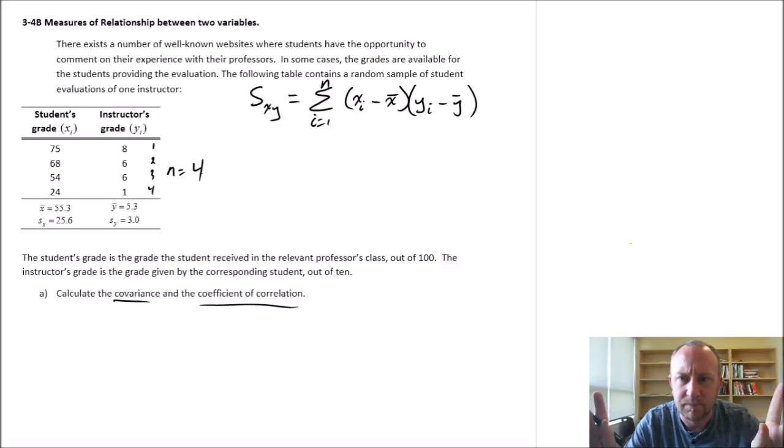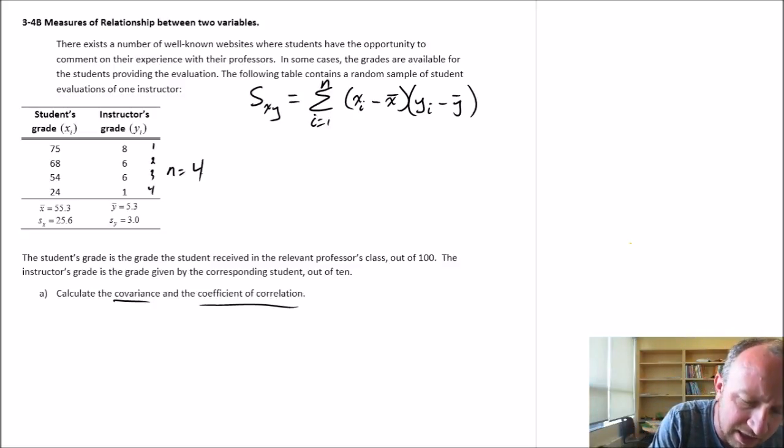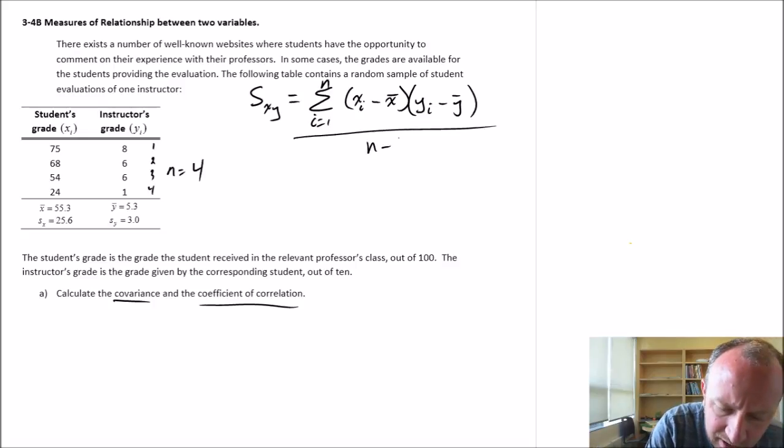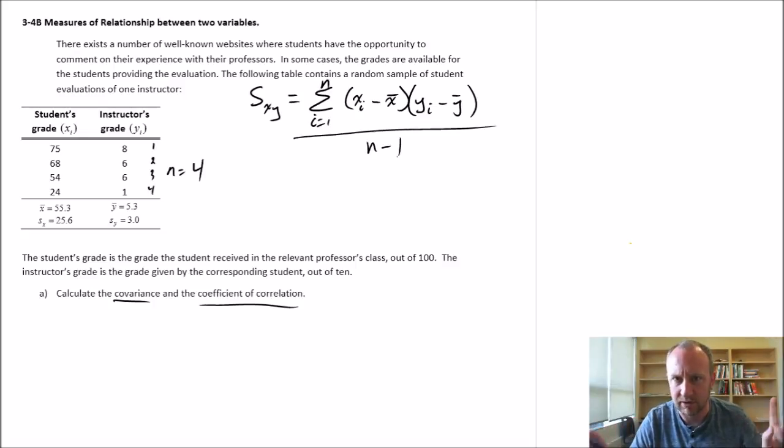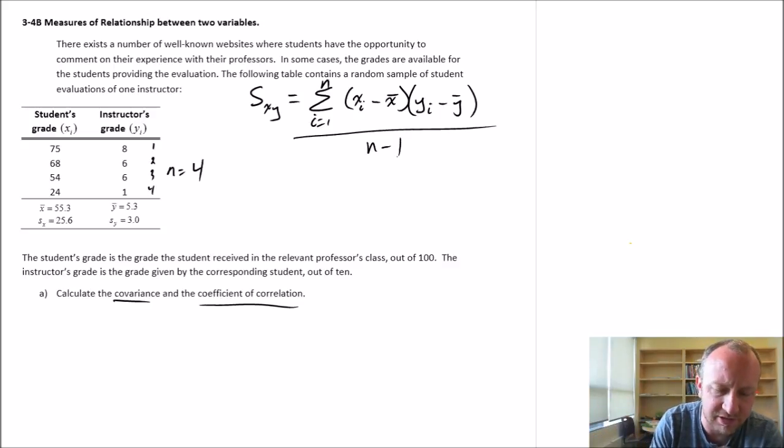Okay. We need to calculate these differences, multiply them together, add them all up, and then we divide by n minus 1 observations. Okay, so it's a little bit of a slow process. A lot of these calculations in statistics are a little bit tedious, and there's so much room for mistake, but we just have to take our time and crunch through it.